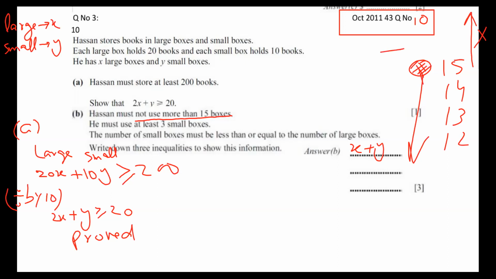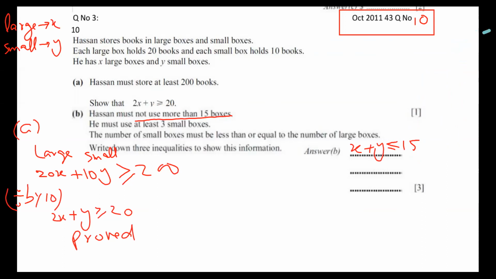Repeat again, check please again. He must not use more than 15. So 15 above is not there, only 15 and below. I hope you got the idea. So I have to write the inequality x plus y, 15 and below 15. This is my inequality, done. Alhamdulillah, the concept is clear. So this line is also clear.